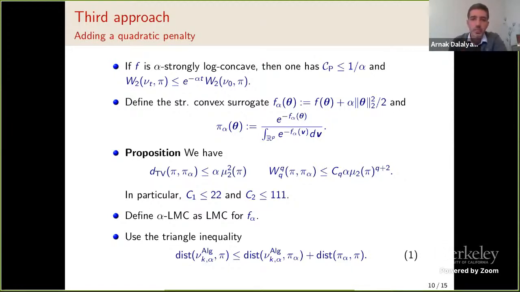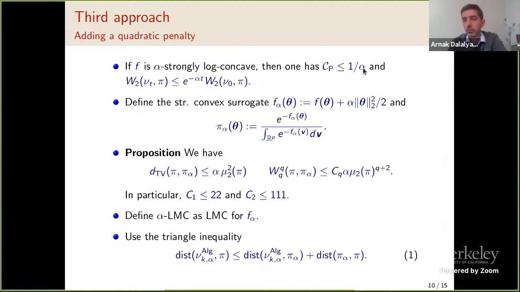Just to explain it, let me mention that if the potential function f is alpha strongly log-concave, then one can show that the Poincare constant is smaller than 1 over alpha. So one can replace in the exponential convergence the Poincare constant by 1 over alpha.